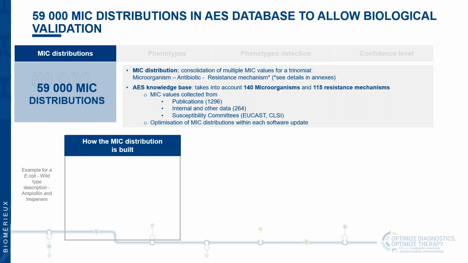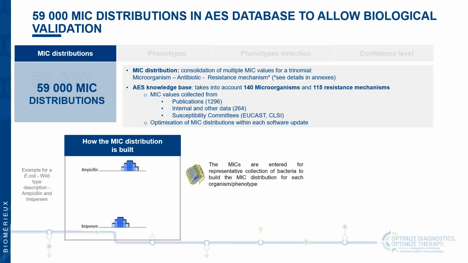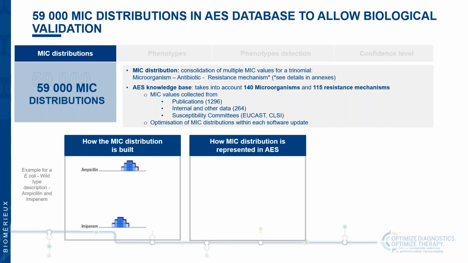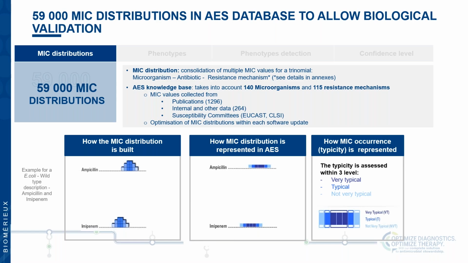So MICs from a representative collection of bacteria are used to build the MIC distribution for each bug-drug phenotype combination. In the VITEK 2 AES, each of these MIC distributions is represented like this. It's almost like looking at the graph from above. And the typicity, or how often you would see that MIC, is represented by the coloration. So you see that darker color in the center where most of your MICs fall, and it trails off then at either end of the range.